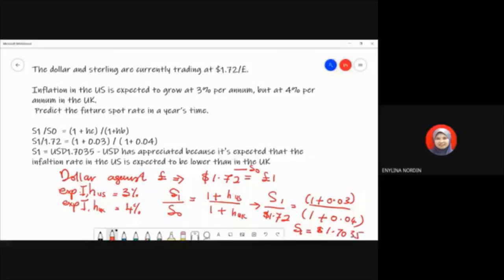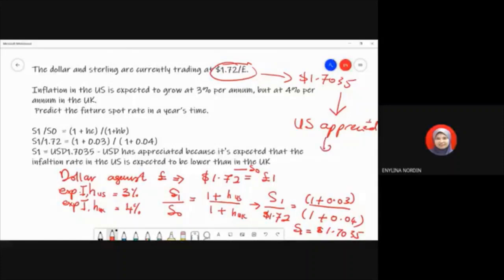1.703. So you can see that the US dollar currently is 1.72. Now you expect that this currency is going to be 1.7035. So that means this currency is going to be appreciated. The US dollar is going to be appreciated in 1 year's time.